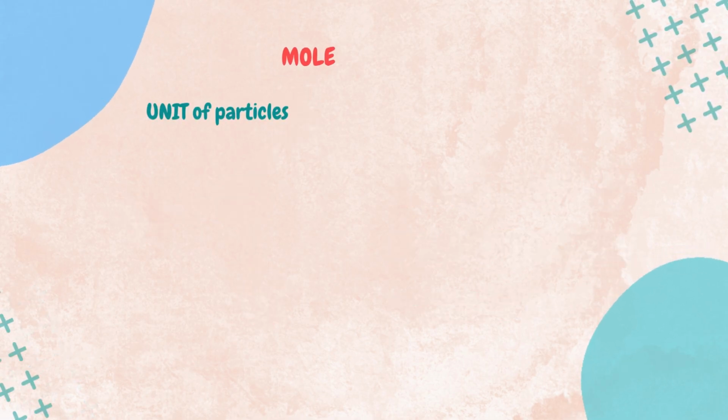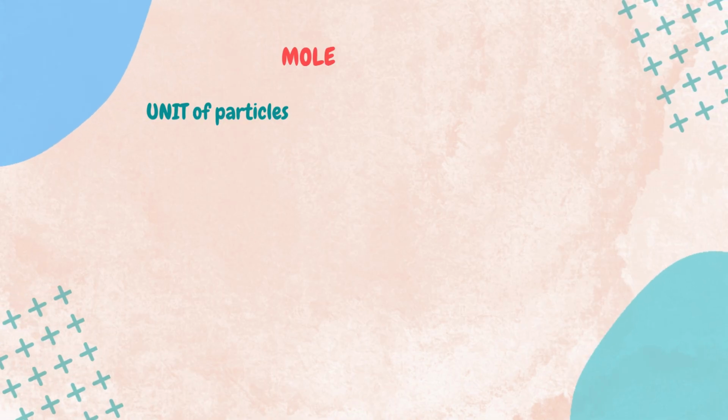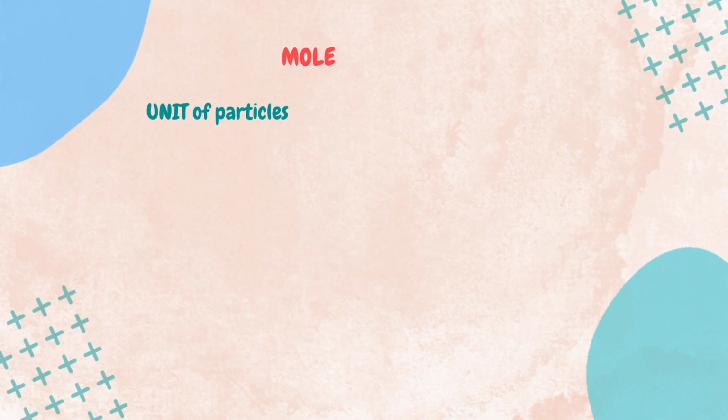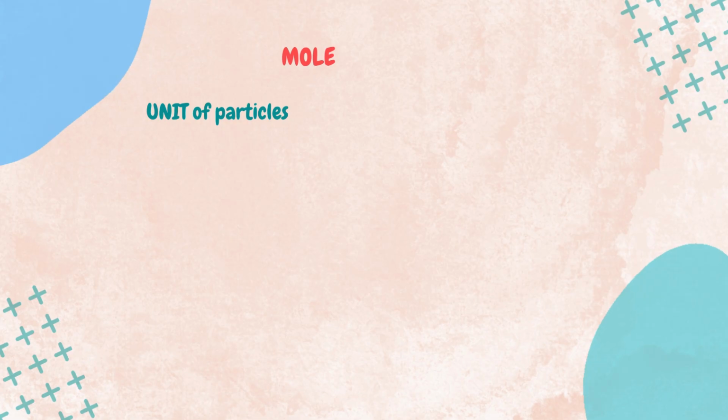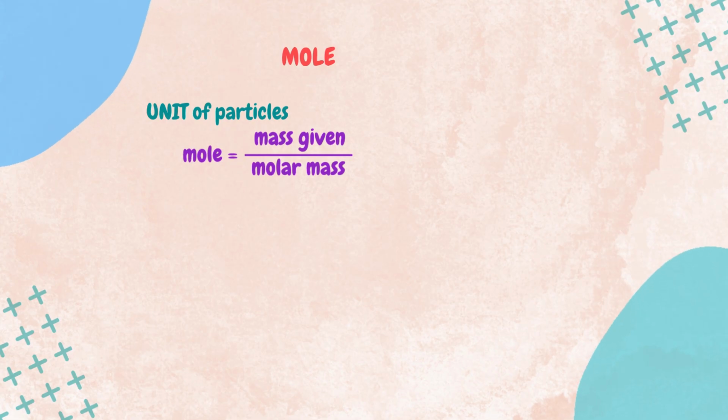A mole is a unit of particles. When the mole of a substance is known, its mass can be calculated. On the other hand, when the mass of a substance is known, its mole can be calculated. The relationship between the mass and mole of a substance is shown by the formula: mole of the substance is equal to the mass given over the molar mass of the substance.